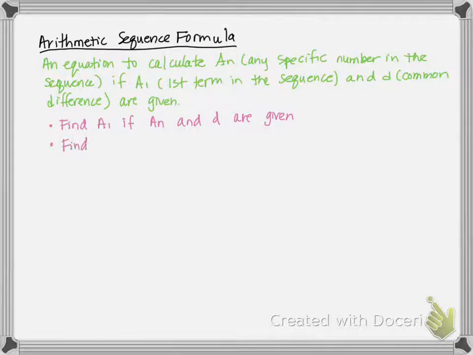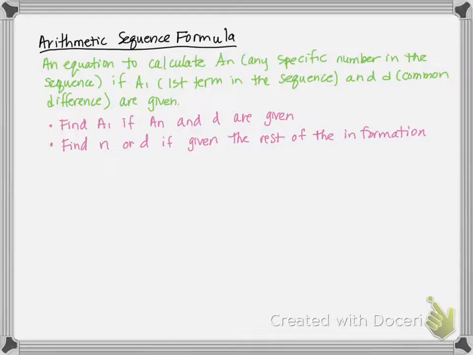Second thing is you might actually be asked to figure out n, which is how many terms, or you know, where is this term located, or the common difference, the d, if given the rest of the information. So in other words, you can't have both of those missing. But let's say you're given a sub n, a sub 1, and n, then you can figure out d. If you're given a sub 1, a sub n, and d, then you can figure out n.